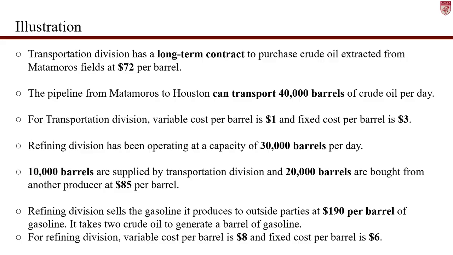Okay. Now let's move on to the refining division. The refining division is a division that processes the crude oil into gasoline, and it has an operating capacity of 30,000 barrels per day. Now, 10,000 barrels out of 30,000 barrels are going to be supplied by the transportation division, so from Matamoros to Houston. And then the rest, 20,000 barrels out of 30,000 barrels, are going to be purchased from another producer in Houston at $85 per barrel.